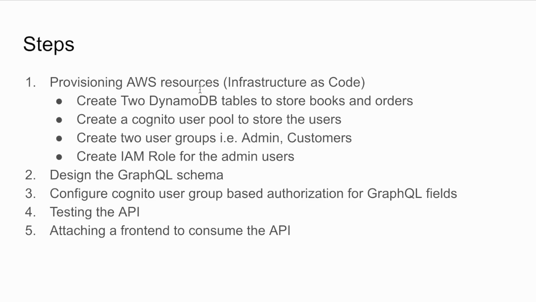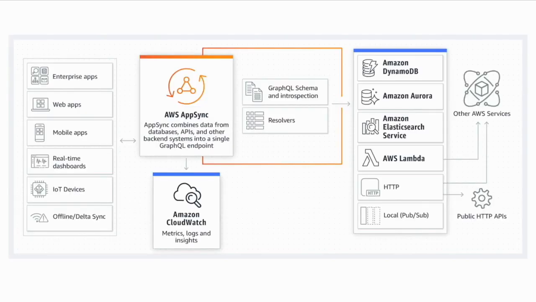We provision AWS resources. And after that, we're going to go ahead and design our GraphQL schema. For that, we'll be using the plugin that I showed you earlier. After that, we are going to associate group-based authorization for the relevant GraphQL fields. And then we'll test the API. Next, I will show you how we can attach a front end to consume the API that we provision and configure through serverless framework. Okay, so let's break this implementation into multiple videos so that I can cover each and every step with more clarity, taking time.